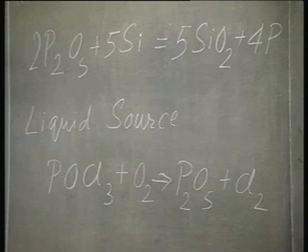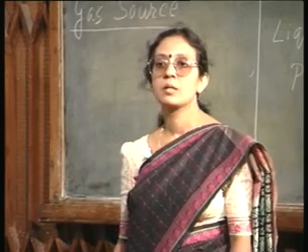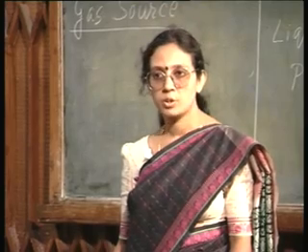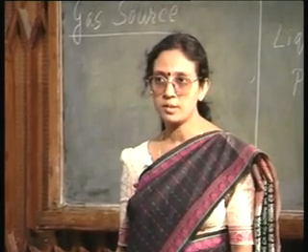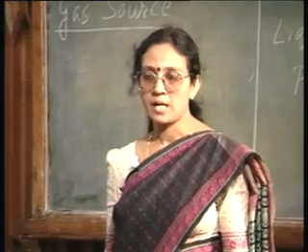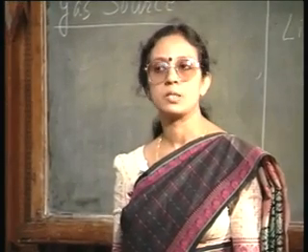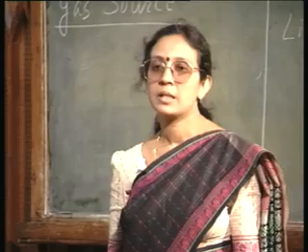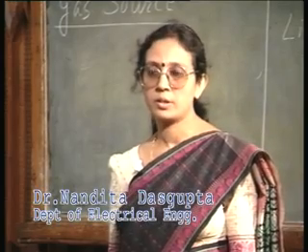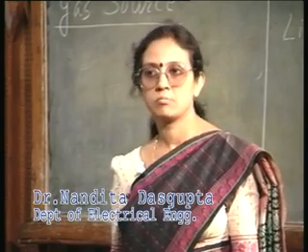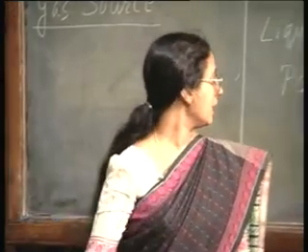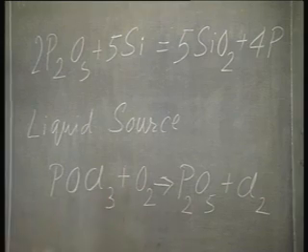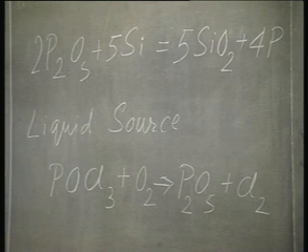So, what happens is POCl3 is also a colorless liquid. It is kept at 0 degree centigrade, kept in an ice pack, and oxygen is bubbled through this POCl3 source. Then at the mouth of the furnace, where the temperature is about 600 degree centigrade or so, this reaction is going to take place. So, P2O5 is going to be formed.